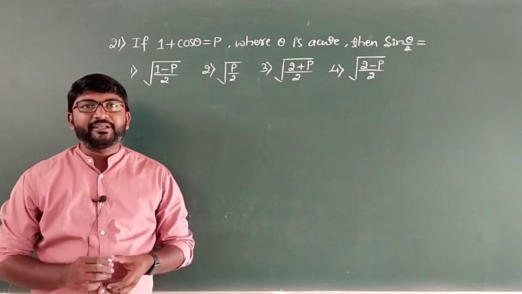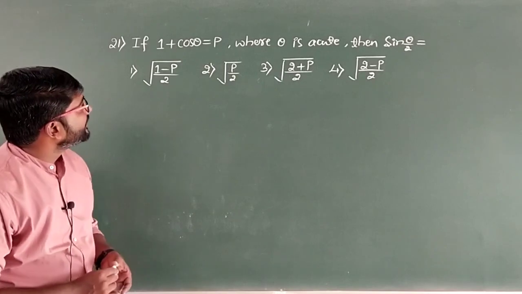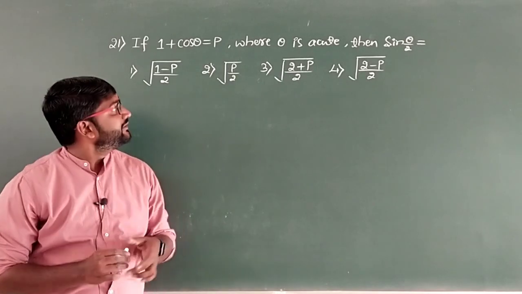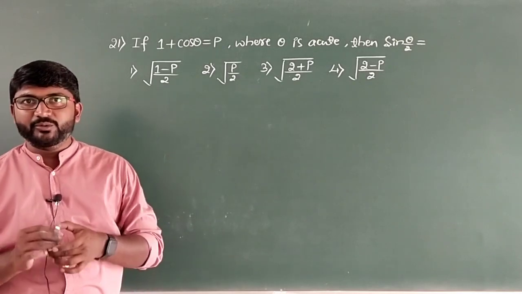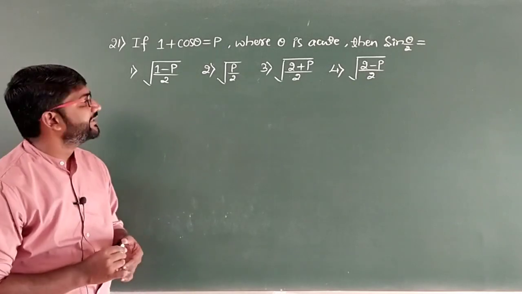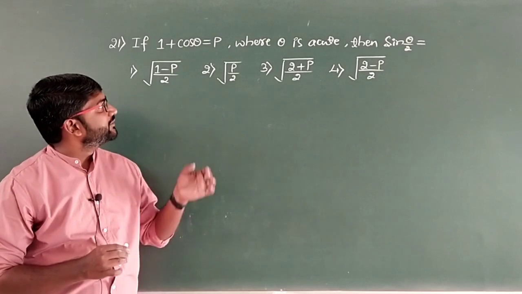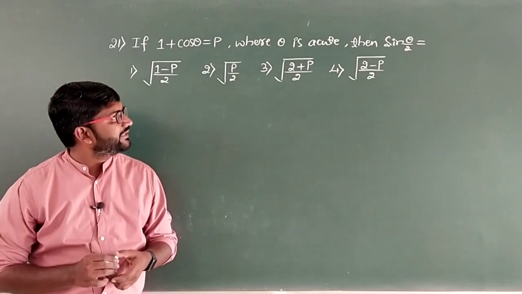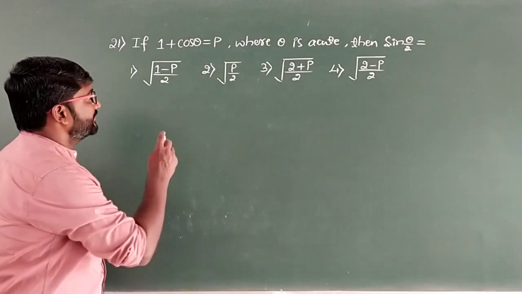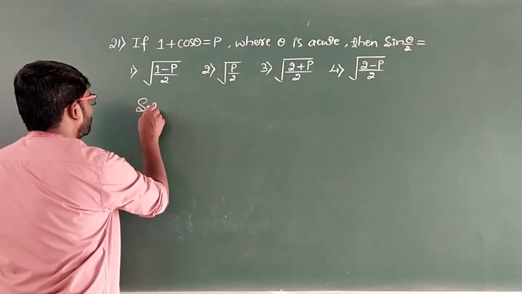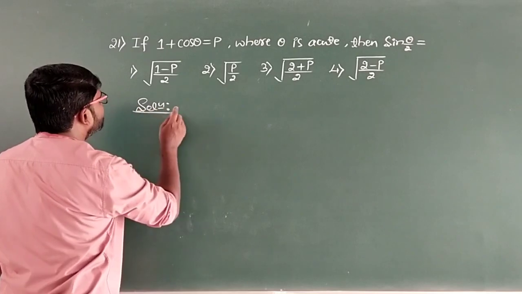Well, question number 21 it is, if 1 plus cos theta which is equals to P, where theta is acute, then sin theta by 2 which is equals to, the four options are square root of 1 minus P divided by 2 and square root of P by 2 and square root of 2 plus P divided by 2 and square root of 2 minus P divided by 2. So here we have to consider the given information.